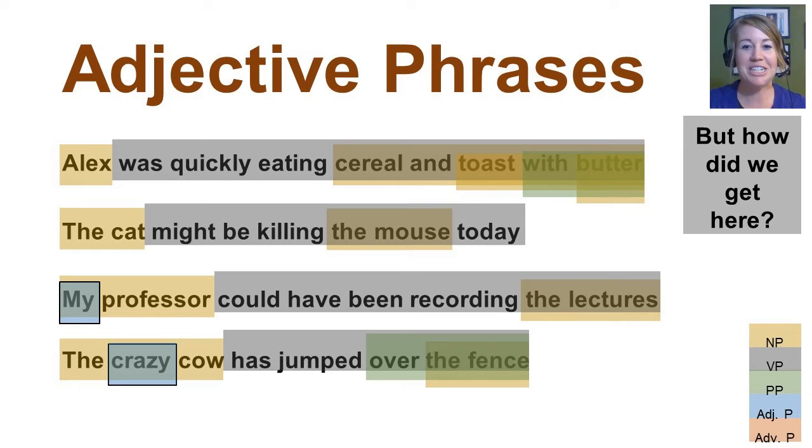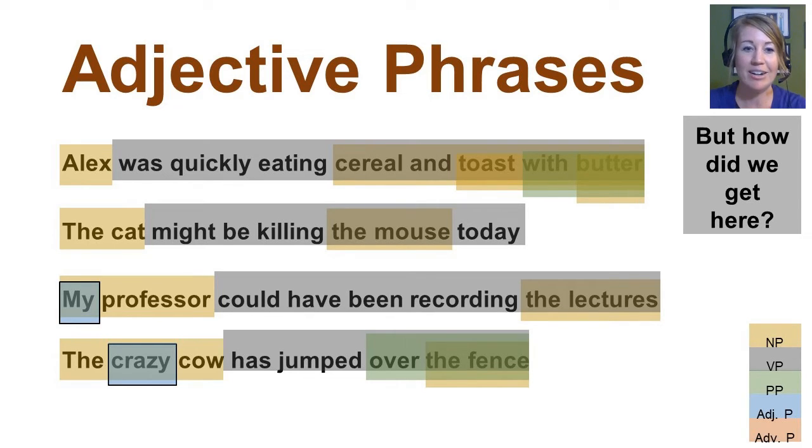We're going to move to adjective phrases now, okay? Adjectives describe things about the nouns. Unlike the other phrases, these don't include other elements, other parts of speech, right? So a noun phrase can include adjectives, some adverbs, and determiners, right? The adjective phrase is simply just the adjective. And here we have two in these example sentences: my professor, and so my, and the crazy cow, crazy. Those are our two adjectives.